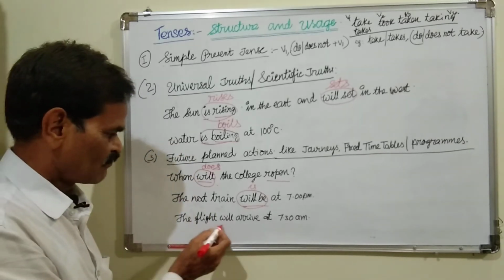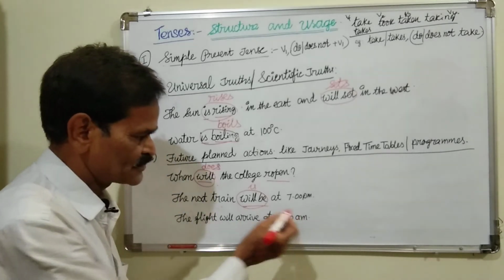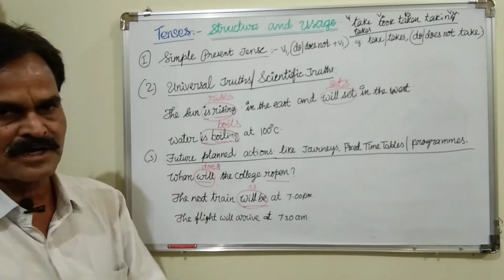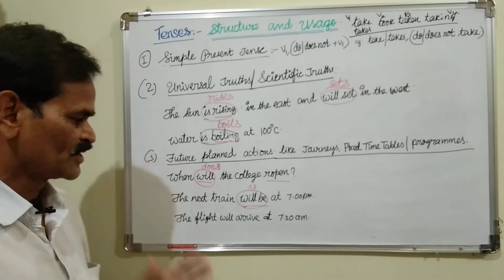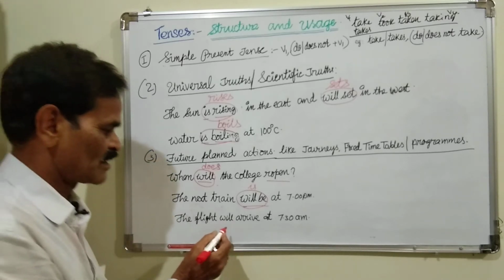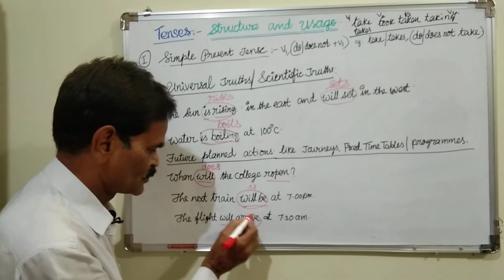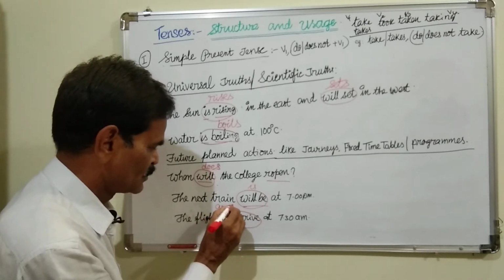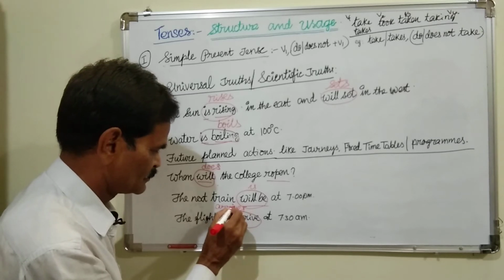And the flight will arrive at 7:30 a.m. So arrival and departure of flights and trains are also according to a fixed timetable only. That's why it is also a planned action. Here also we cannot use simple future. We must use simple present tense, like arrives.